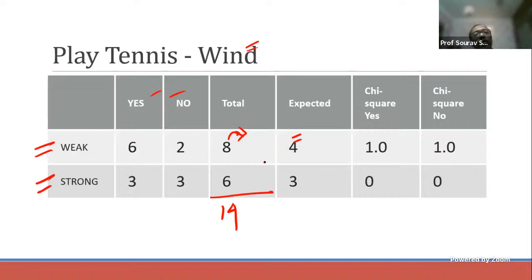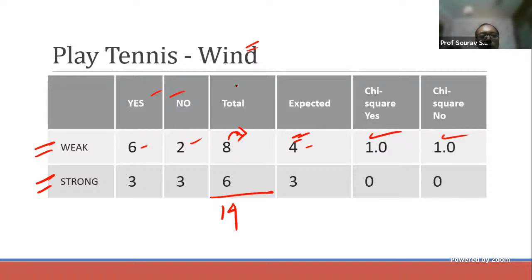Now let me find out the chi-square values. So 6 minus 4 whole square by 4, this gives 1. So 2 square, which is 4 by 4, 1. And this one, 2 minus 4 whole square, minus 2 whole square, that is 4. 4 by 4 is 1. See out here.